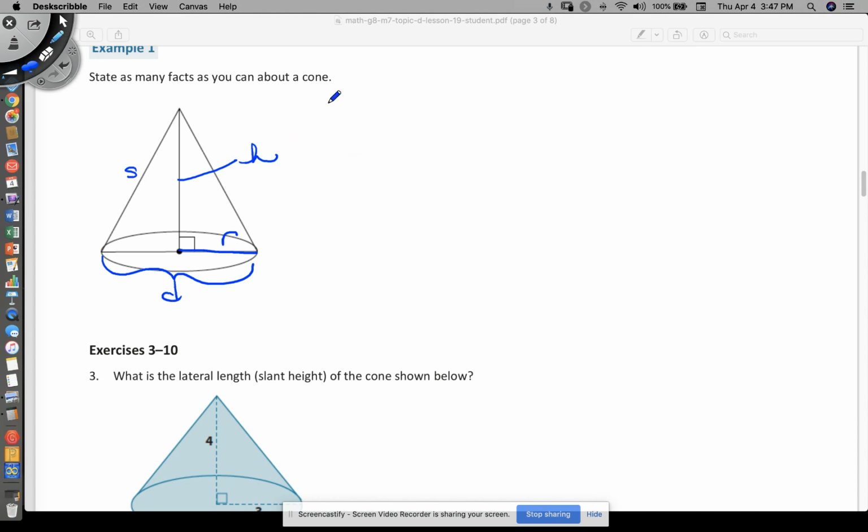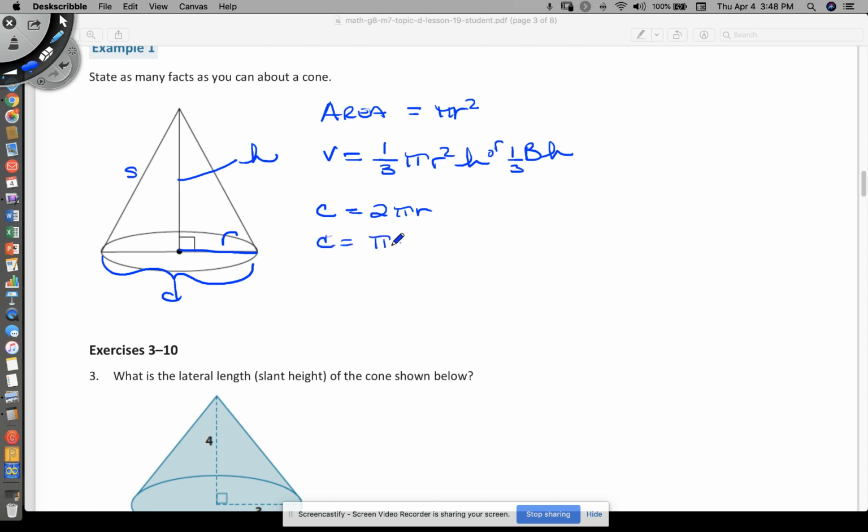What do I also know about a cone? How about its area formula? The area of the base of a cone is going to be pi r squared. The volume of the cone we just solved a few minutes ago was 1/3 pi r squared h, or you can say big B h and 1/3 of that. And the circumference, we have 2 pi r, or we can say circumference is also pi times diameter. So that's about everything I can list here to help solve this cone problem.